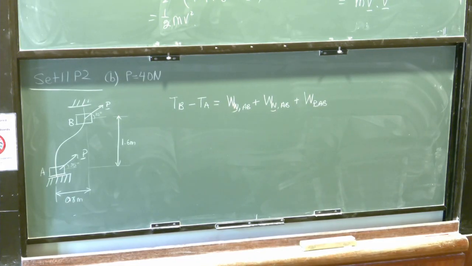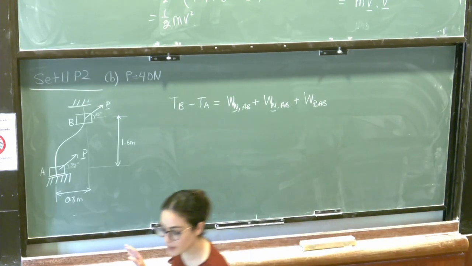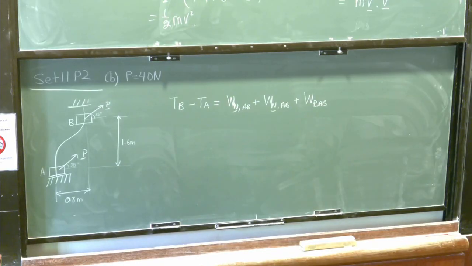Okay, let's solve this together. The next one is going to be a quiz. So, the 2 kilogram collar is at rest in position A when the constant force P is applied as shown. Determine the speed of the collar as it passes point B.